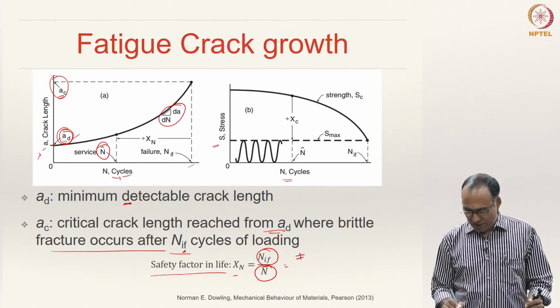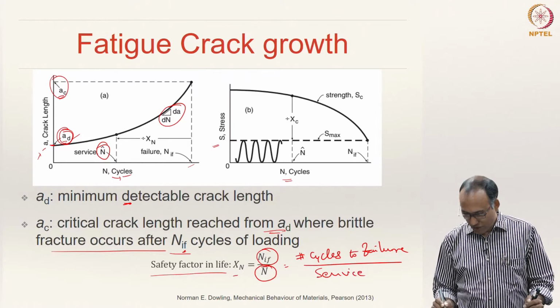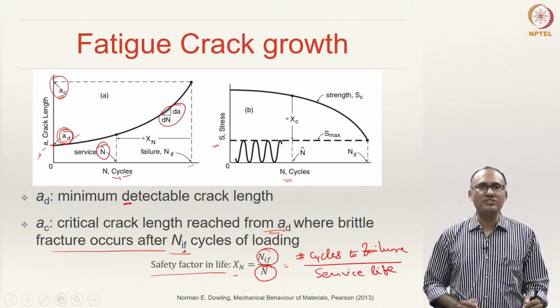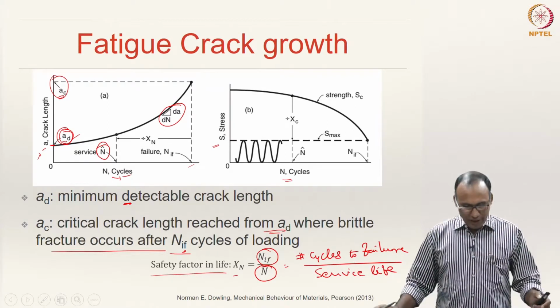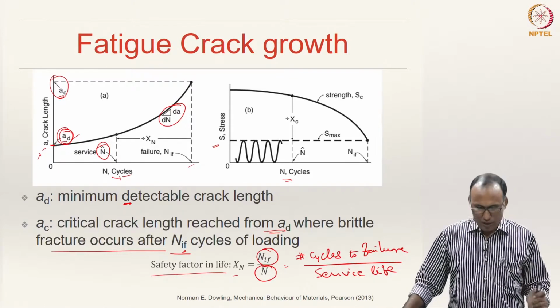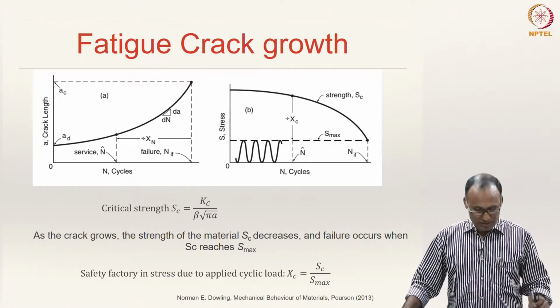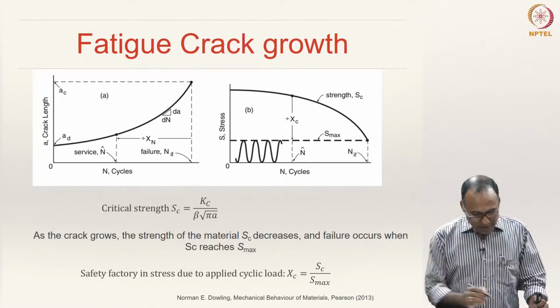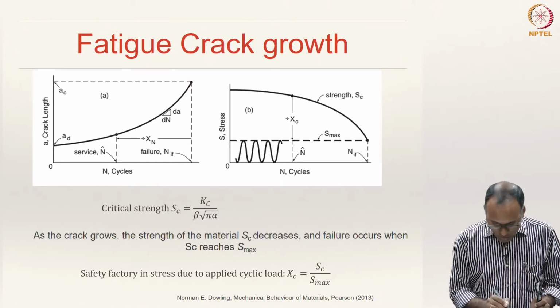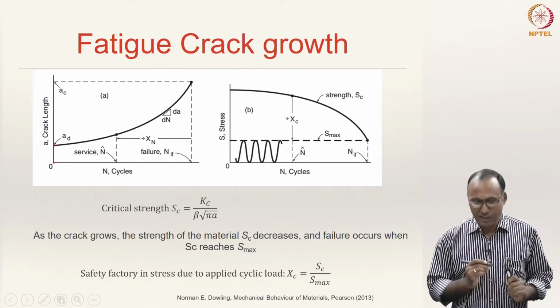This is the number of cycles to failure divided by the service life for which the component is designed. This is called the factor of safety in life that we have already looked at when talking about a crack that is growing in size. Now as this crack grows, initially at 0 cycles you have the initial crack length to be AD, the minimum detectable crack length.